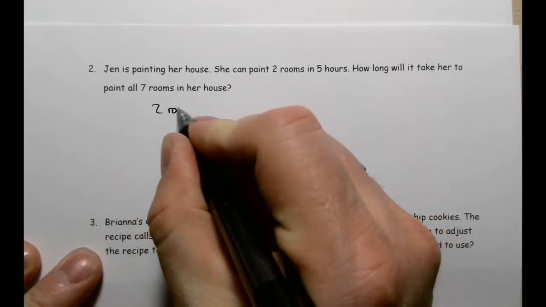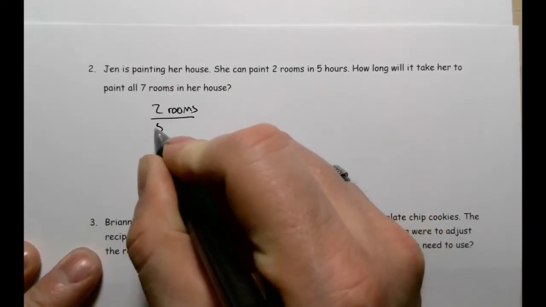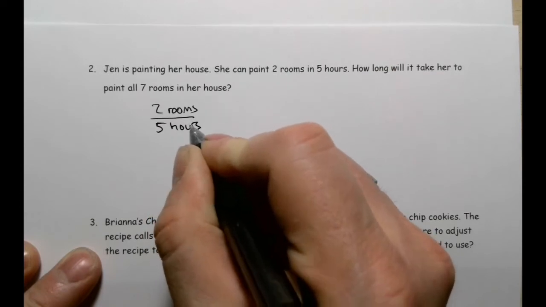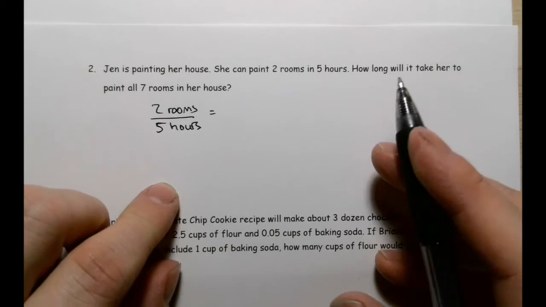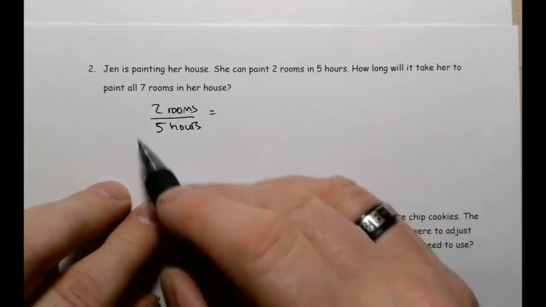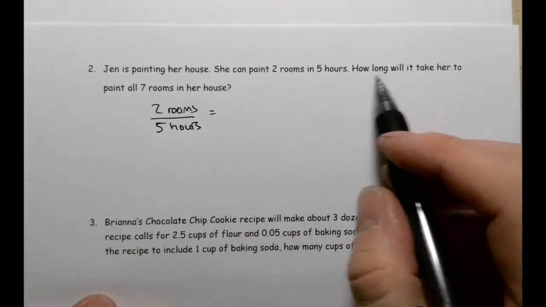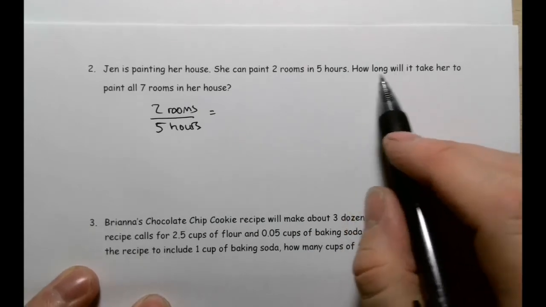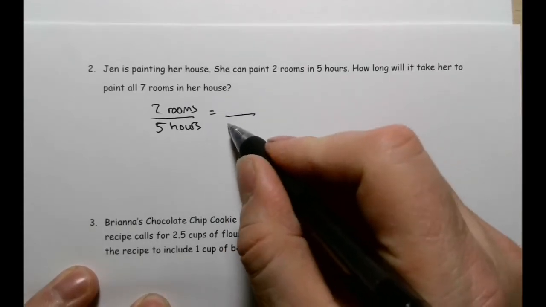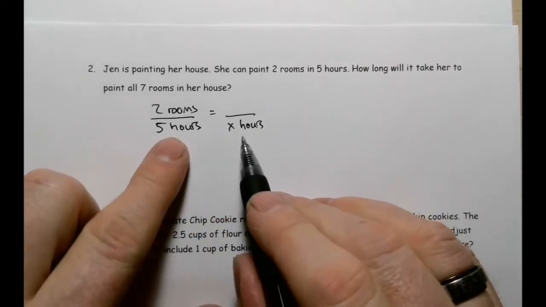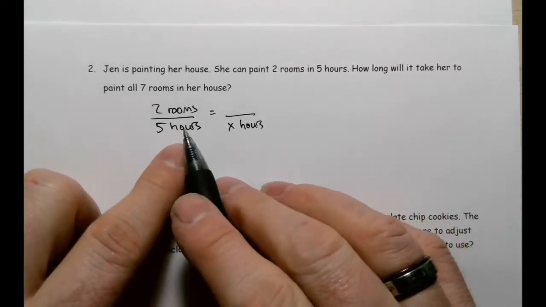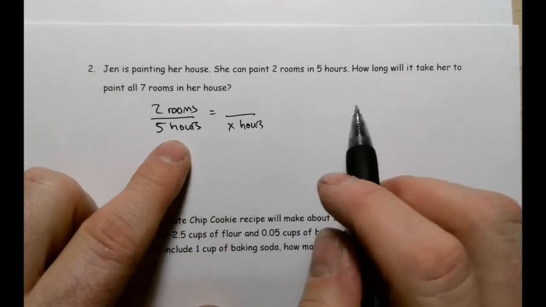I don't even have to read the rest of it to know that this is what I'm going to be working with. How long will it take her? So it's the time here, and that's what we're not going to know. X hours. I'm putting the X in the denominator because that's where my time was on the left-hand side. How long will it take her to paint all 7 rooms in her house? 7 rooms. Rooms to hours, rooms to hours.